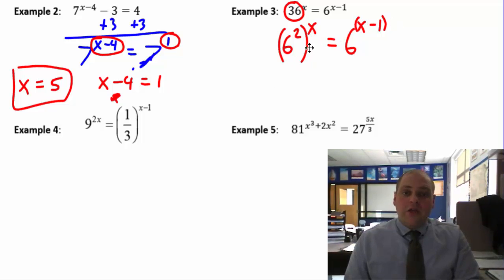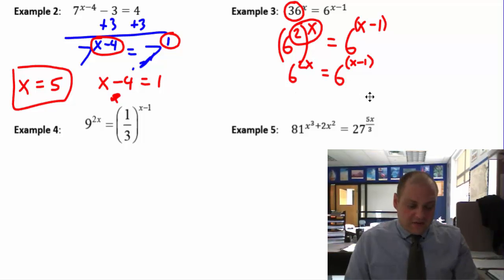Now apply your exponent law. 6 to the second to the x, when you raise to a power, you multiply the exponents that are there. So it's 2x. This is 6 to the 2x equals 6 to the x minus 1. 6 to the 2x equals 6 to the x minus 1.